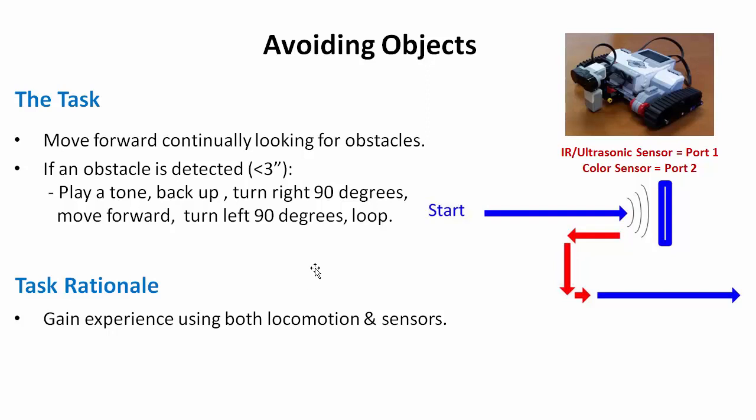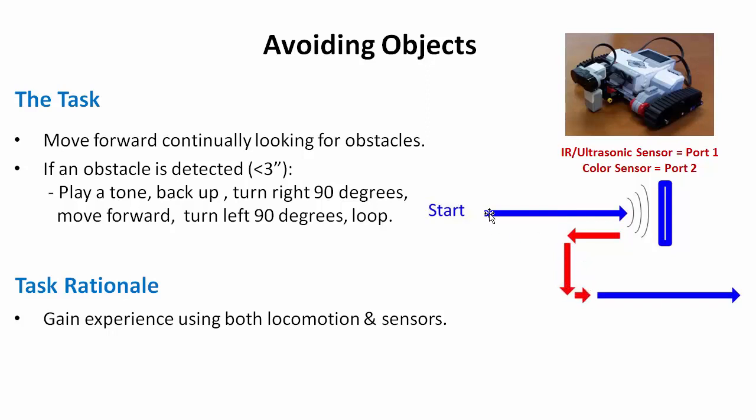So what we're going to do is create a program that is going to take our tracker and move forward. And as it goes, it's going to continually look using its IR sensor for obstacles. If there's not an obstacle, it just continues forward. If there is an obstacle detected, and we'll say about 3 inches, we are going to take an action. So we are going to back up, maybe for a second. We're going to turn right, go forward for maybe a second, and then turn left, and then repeat.